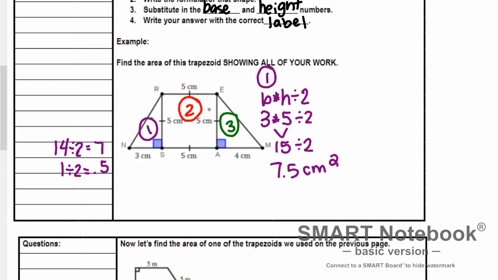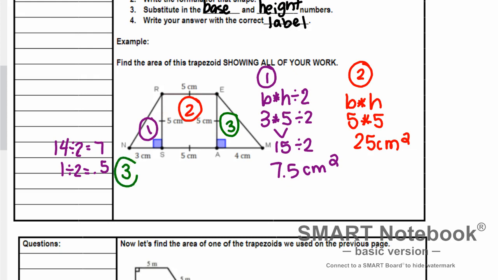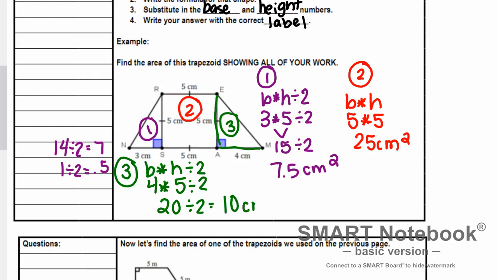Now I've got rectangle number 2. For rectangles, remember I do base times height. My base of that rectangle would be 5. My height would also be 5. So I would do 5 times 5. 5 times 5 equals 25 centimeters squared. Last but not least, I have my third shape, my second triangle, but my third shape. I would have base times height and then either times half or divided by 2. My base is 4, my height is 5, so I'd have 4 times 5 divided by 2. 4 times 5 is 20, divided by 2 would give me 10 centimeters squared.